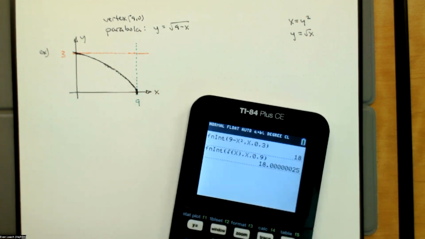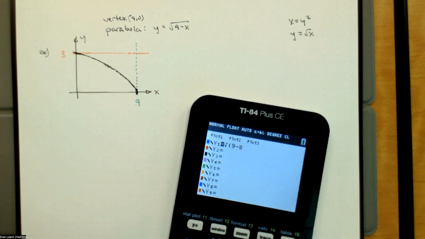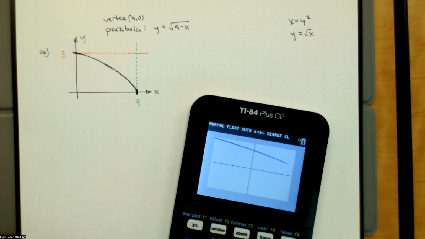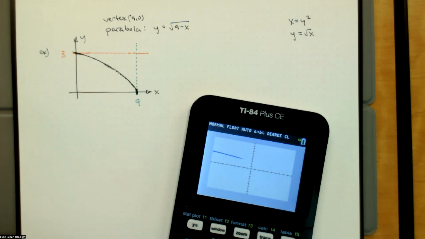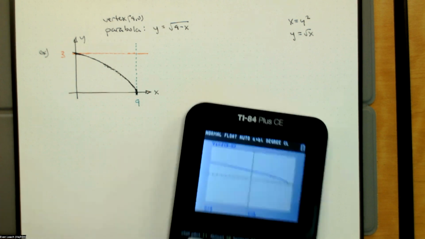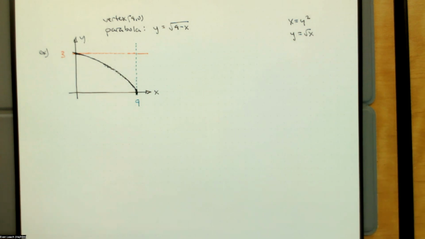Then if I'm unsure, all right, we're not looking back far enough. I go, all right, that seems to get it. 0, 3, 9, 0. All right, that's it. Nice to double check.